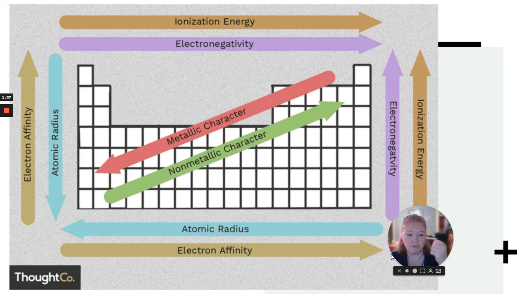So let's look at what all these trends are. Remember, ionization energy is the energy to pluck away an electron. And it is the biggest right here in this corner. So in this corner, it would be the lowest. All right.